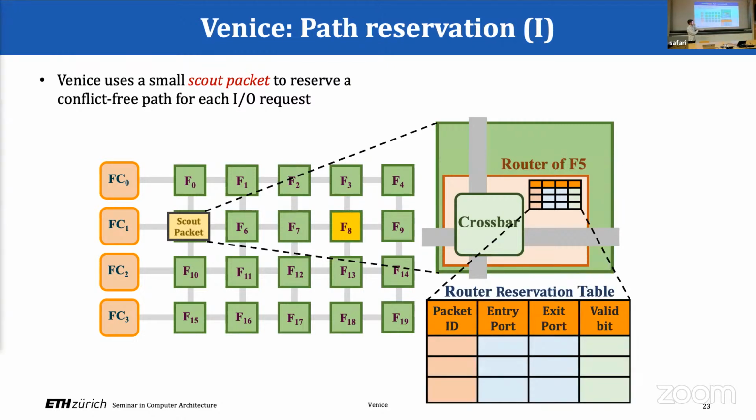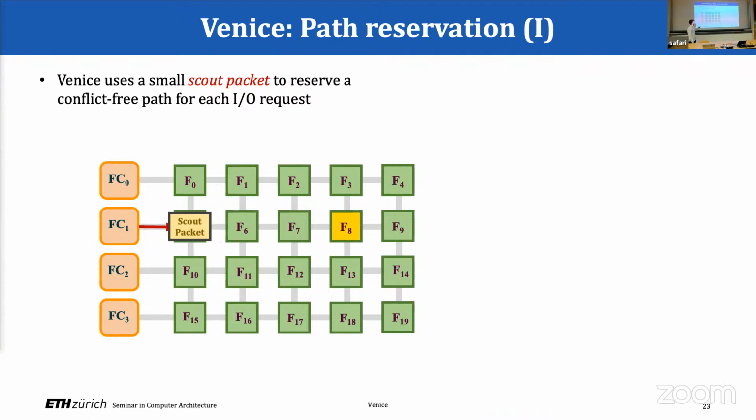Every router in the flash node has a router reservation table, which basically stores four main things: packet ID, entry port, exit port, and valid bit. And every time a scout packet traverses a flash node, it leaves its information in here and reserves its path for its purposes. It does so until it reaches its destination. And since the links are bidirectional, it can then traverse backwards to the flash controller again, and the actual I/O request can be issued.